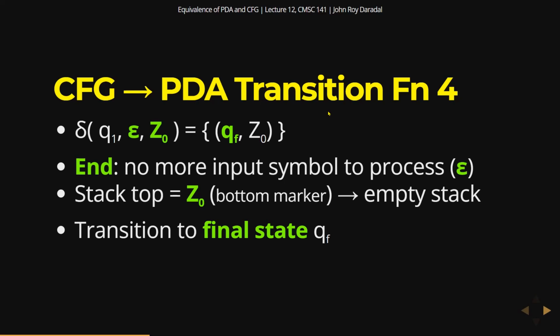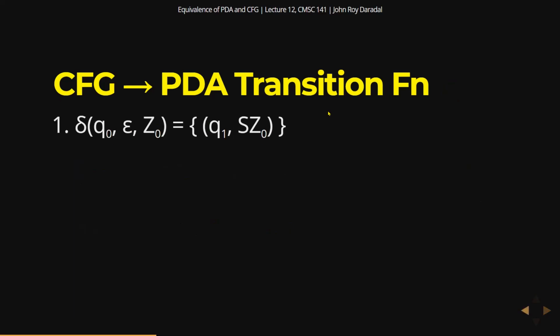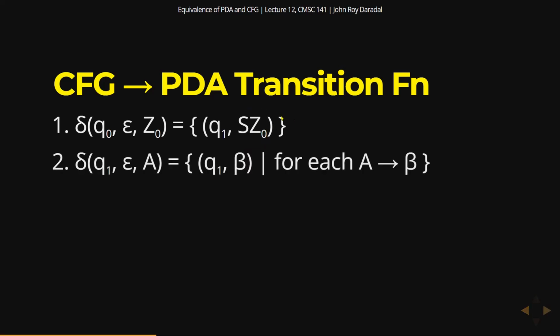Okay, so that's it for the 4 types of transition function entries. So putting all of it together, again, the first one is from Q sub 0, you transition to the work state Q sub 1 without reading anything. You just push the start symbol of the grammar. So from z sub 0, it becomes S z sub 0. So you push it on top. Okay, and then for each production A to beta, as long as this is not an epsilon production, then we will stay in Q1, and without reading anything, we'll replace A on top of the stack with beta.